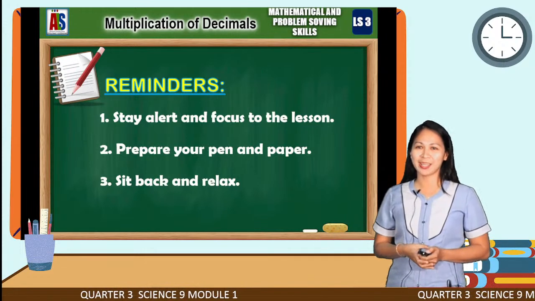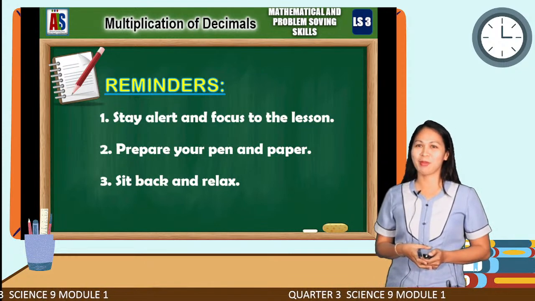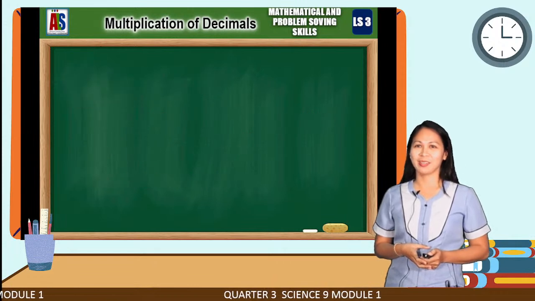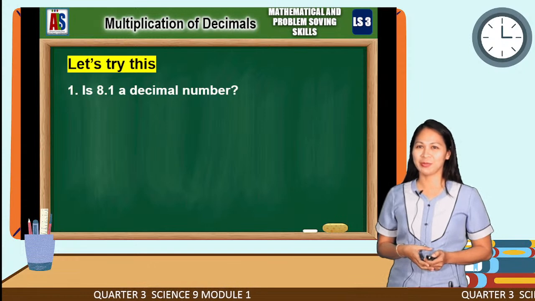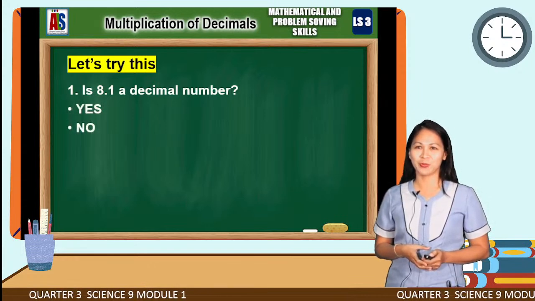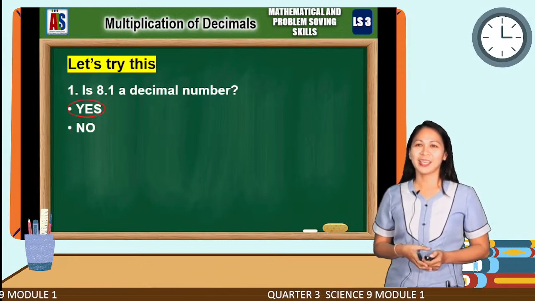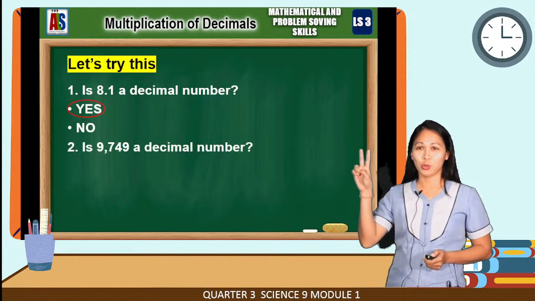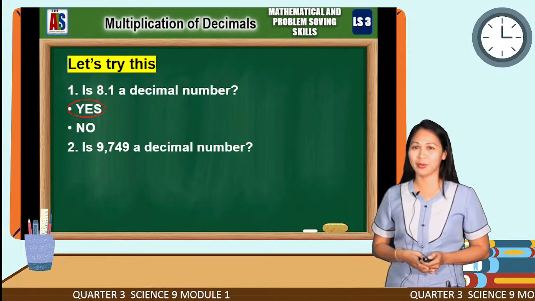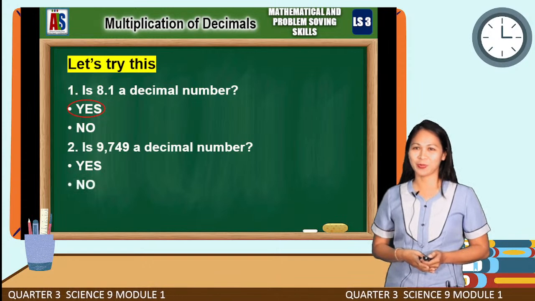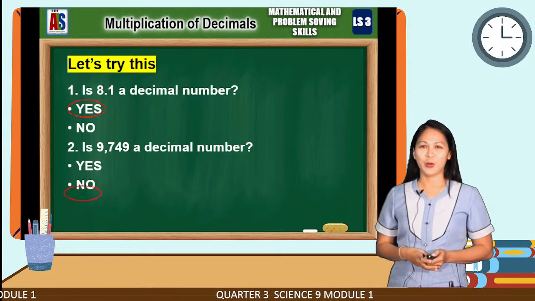Before we proceed to our lesson, let's try to answer the questions by yes or no. Number 1. Is 8.1 a decimal number? Yes or no? Correct. The answer is yes. Number 2. Is 9,749 a decimal number? Yes or no? You're right. The answer is no.